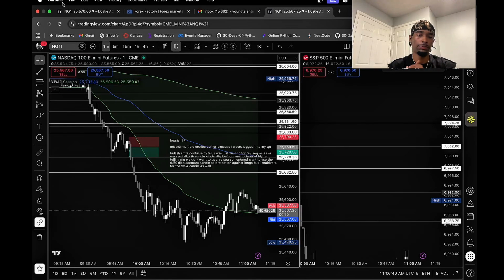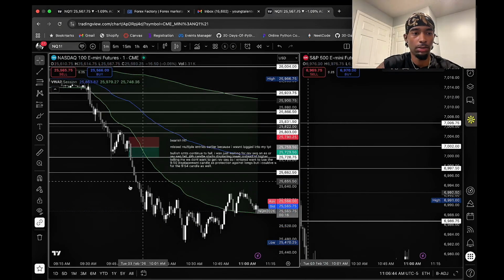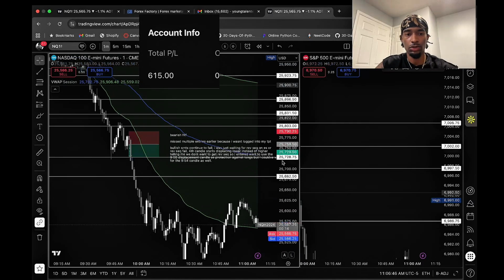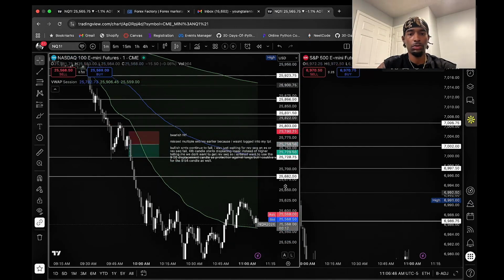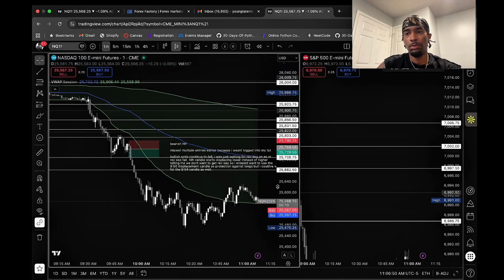Yo, so today we made a little bit over $600 on this trade today. Taking shorts on Nasdaq. I'm gonna do a trade breakdown so you guys can understand basically why I took this trade, what I seen, what I was looking for, and stuff like that, and my execution.